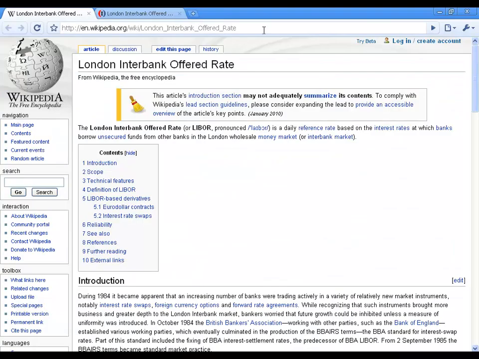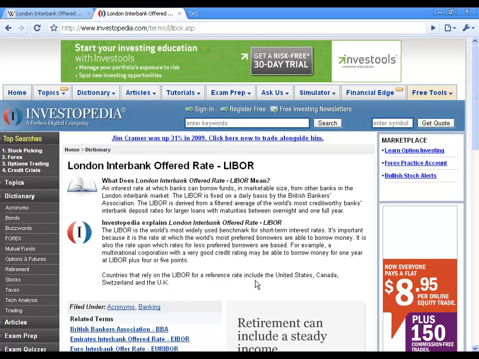I have up here a Wikipedia definition. Its official name is the London Interbank Offered Rate. This is basically the short-term interest rate that banks in the UK, but also across the world, use for short-term borrowing. There's another definition here on Investopedia. So LIBOR changes on a daily basis, and this is the most common number that you tie floating interest rates to.